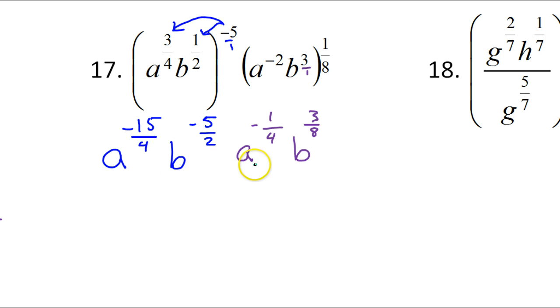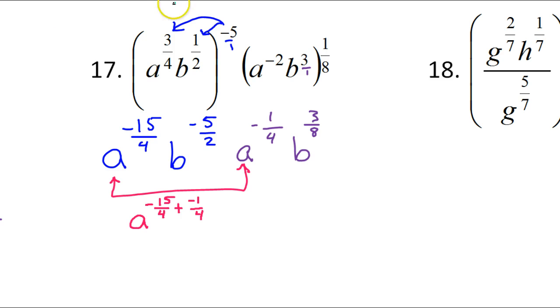So when I go to put the a's together, I'm doing these guys right here. Then what I'm doing is a to the, and I'm adding these exponents. So I'm doing -15 over 4 plus -1 over 4. Okay, I'm putting those together for the a's.